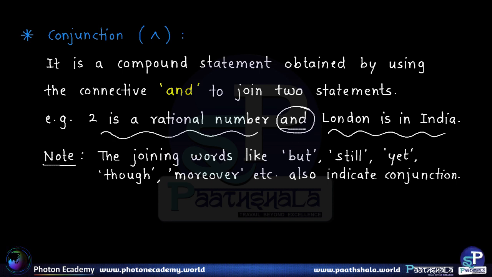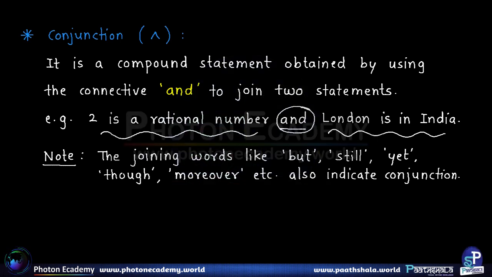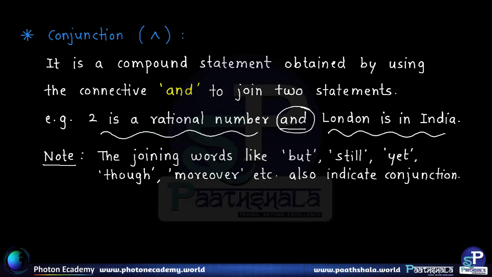called a conjunction, and the word "and" is called the logical connective, and it is denoted by this particular symbol, that is a caret type of symbol. We have to remember that joining words like but, still, yet, though, moreover, etc. also indicate the conjunction only. Basically, it is telling you to join the two statements with the word "and".